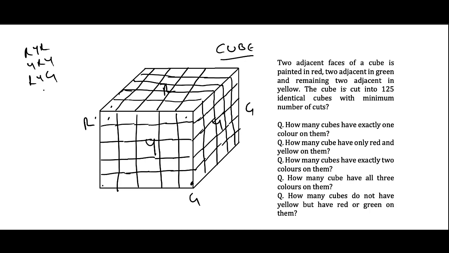Coming to this corner, we are having yellow, green and yellow. If we look at this corner, we are having all three colors, red, yellow, green. Coming to this, we have red, green, red. Coming to this portion, we have green, yellow, green, and the back of this we have green, red, green. So these are the total 8 corners which have these colors.